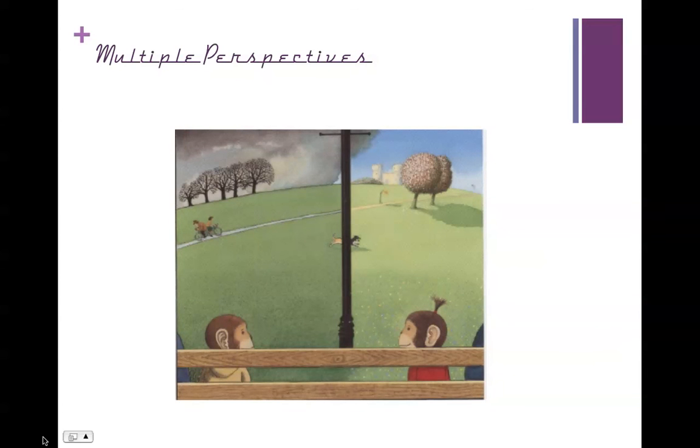The next multimodal aspect we're going to talk about is multiple perspectives. So in this picture, you can clearly see the pole dividing the two sets of pictures. The characters are looking at each other, but the images that are given for them are different. On the left side, it's cloudy, it's darker, the trees don't have leaves. On the right side, it's lighter, the trees do have leaves, it's a lot brighter of a setting.